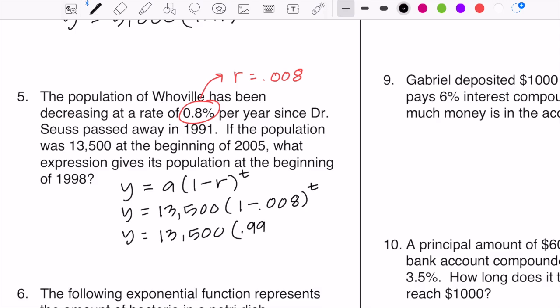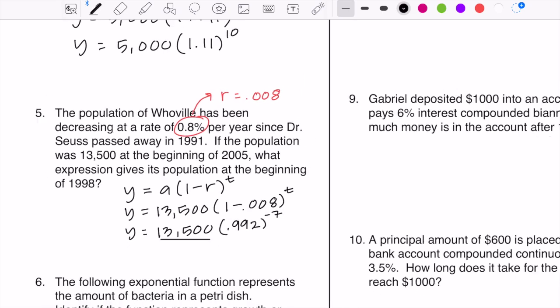So how many years is it from 1998 to 2005? It was 7. But since this number was the current number and we have to go backwards, we're going to make that a -7. So that's a little tricky just because of how we were using our initial value as the current value and we were going backwards in time. So that's why that t is -7.